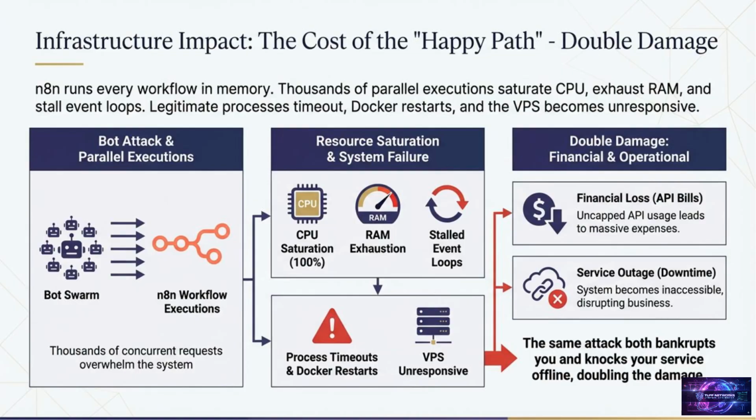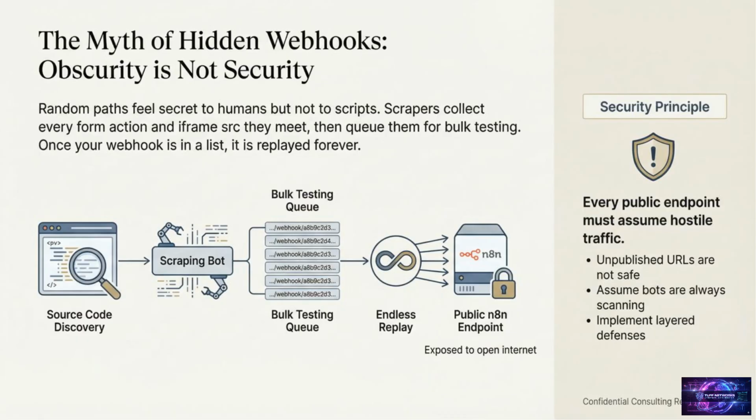But here is the critical failure point. Obscurity is not security. Many developers, especially those coming from a low-code background, assume that because the URL has a long random string at the end, it is hidden. They assume that if they embed this form on a specific page of their website, only people visiting that page can find it. This is technically false.